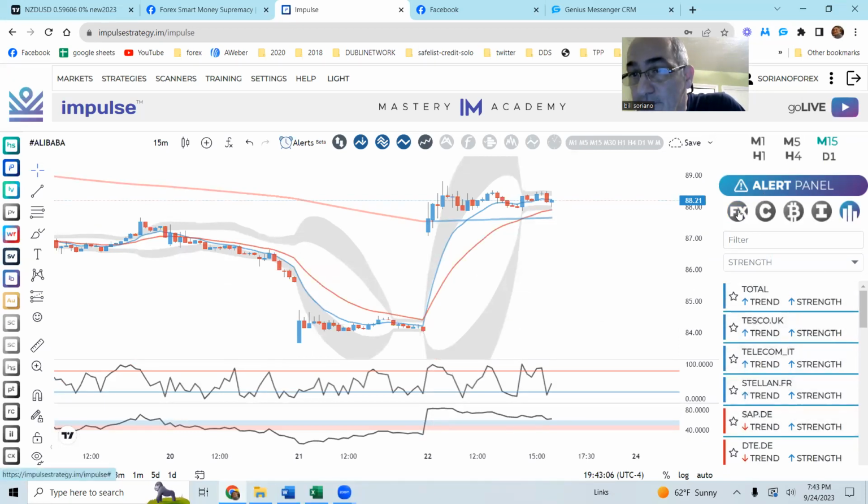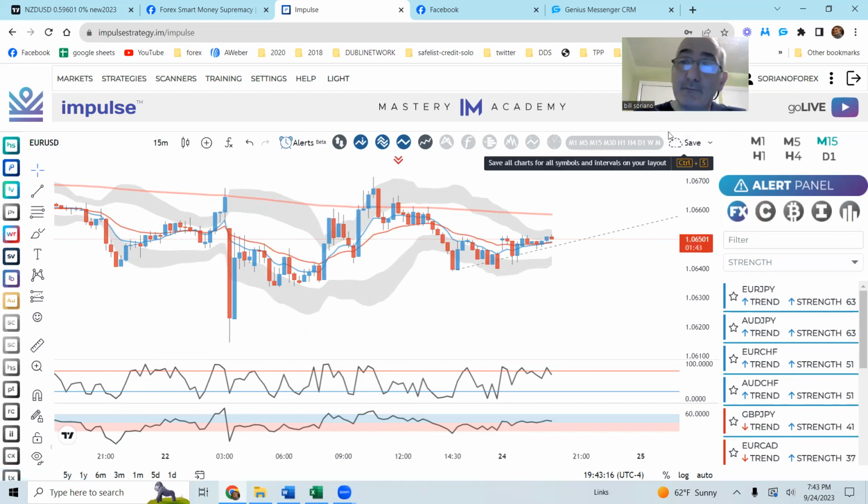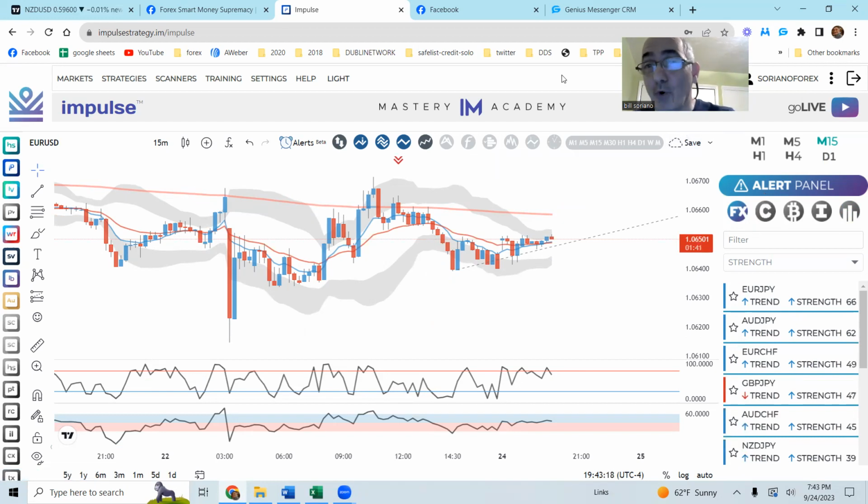So it gives you different things that you can trade. I like to stick with the Forex pairs myself. Some people like the indices. Some people like to do Bitcoin. Some people like to do gold and the other metals. Whatever you like to do, you can do here. And then you can filter this to go by strength.